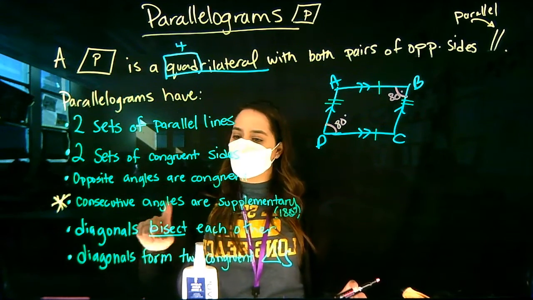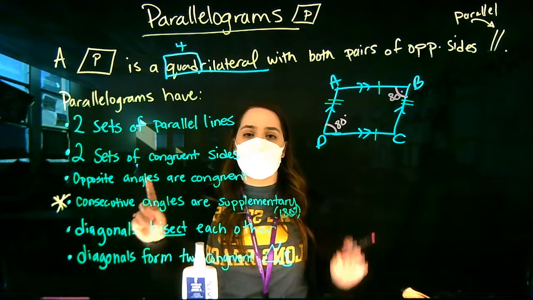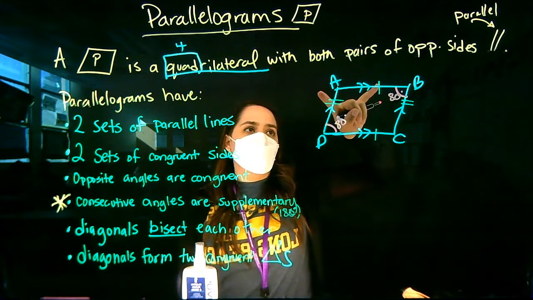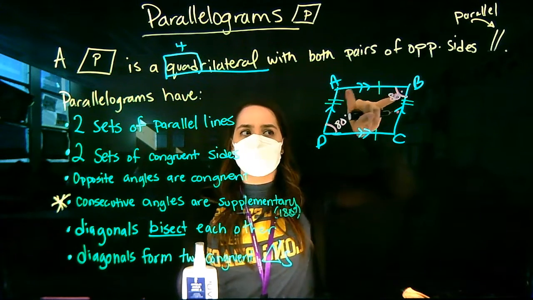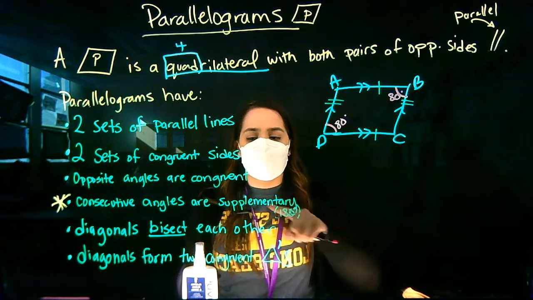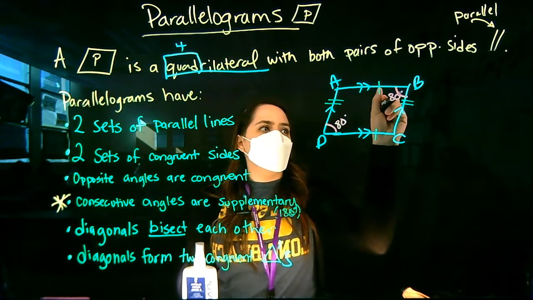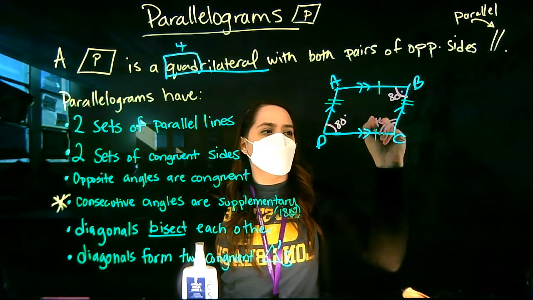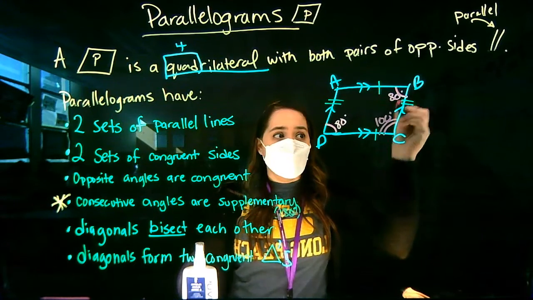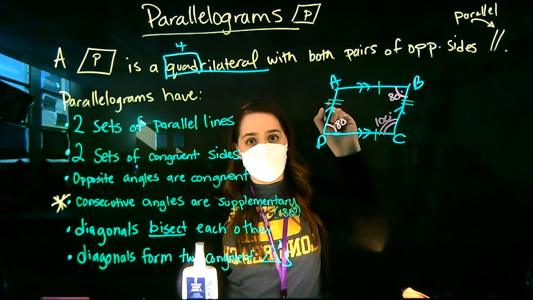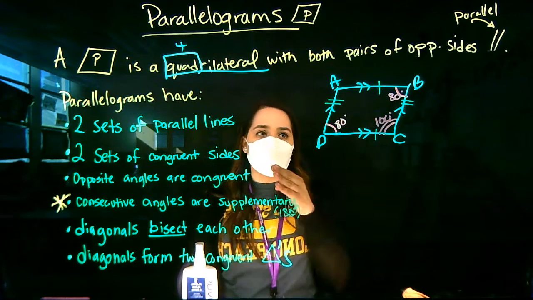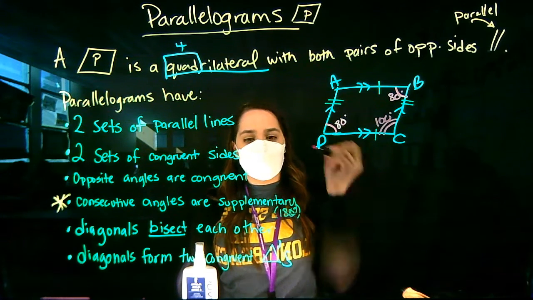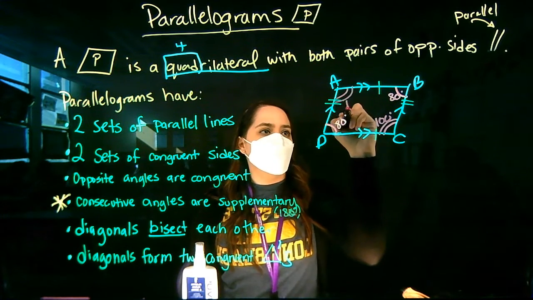Then we have consecutive angles are supplementary. Consecutive means next to. So consecutive angles are supplementary means that any 2 angles that are next to each other in a parallelogram have to add to equal 180 degrees. That's what supplementary means. So if B is 80, what does C have to be? 100, because 100 plus 80 is 180. And if C is 100, you know A is 100, because they're opposite angles. Or you could just think D is next to A, 80 plus 100 is 180. So A has to be 100.